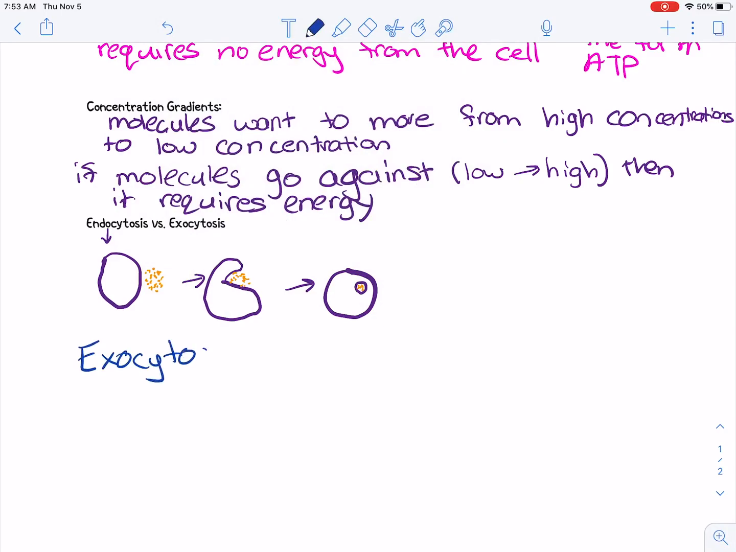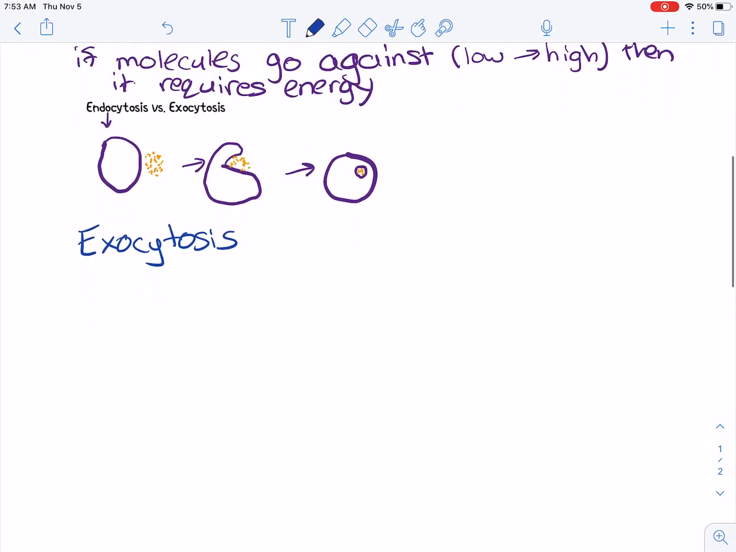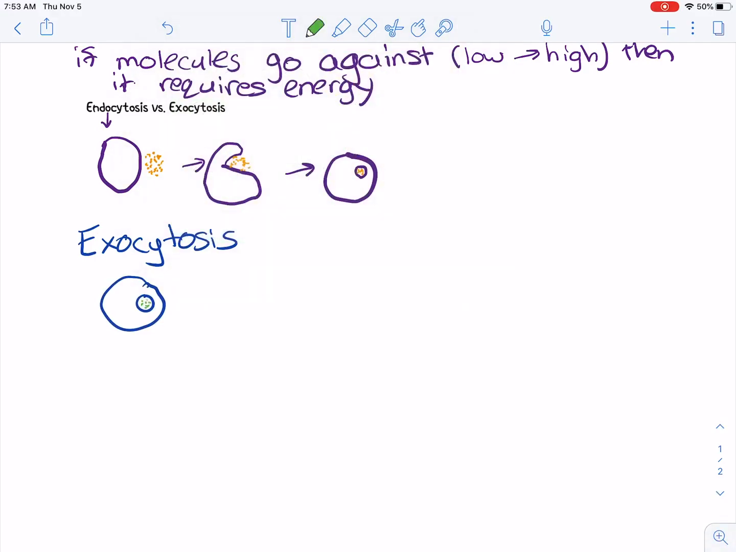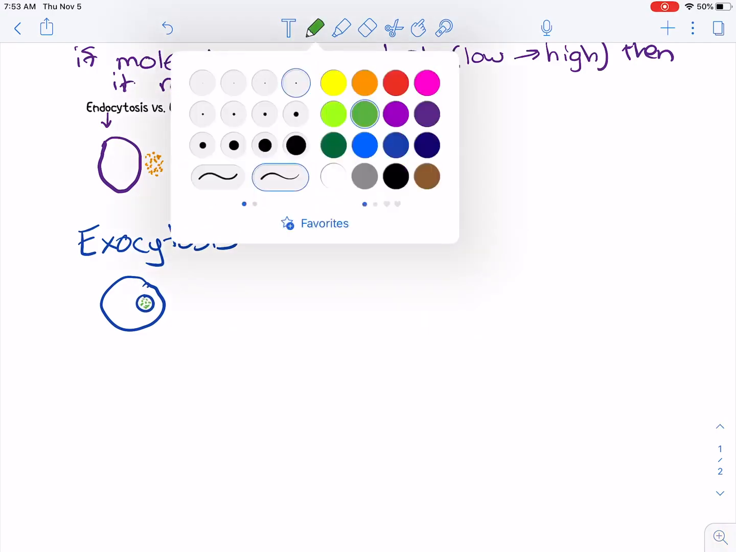And then exocytosis, let's do a different color. Let's say I want to get rid of a bunch of molecules. Maybe I'm trying to release a bunch of hormones, like a bunch of insulin that I made, out of the cell. So in that case, it's just really the opposite process, right? So there's my vacuole filled with my molecules. In this case, they're going to be that lime green color.